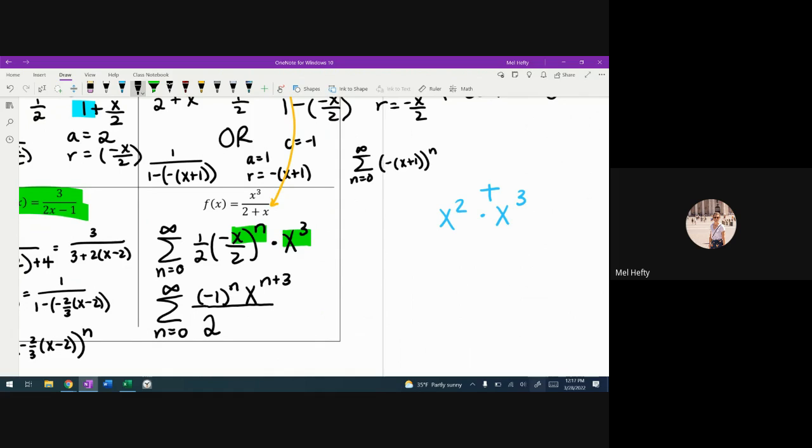I would argue I have a lot of 2's on the bottom. I got this 2 from the 1/2 out front. I would argue I have more from the x over 2 to the n power. What power could I put on 2 in the bottom? N plus 1. From this 2 to the n and this singular 2. So fun ways we can deal with exponents.